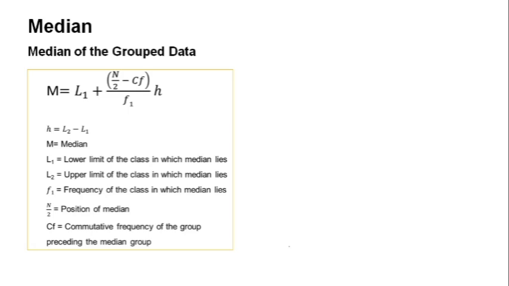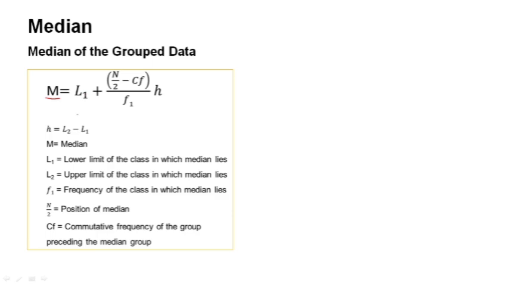Let's see how to find the median for grouped data. This formula is very helpful for calculating the median of grouped data. First, we see the meaning of all the symbols used in this formula. M indicates the median of the given data. So M is equal to L1 plus (N by 2 minus CF) divided by F1, into H.